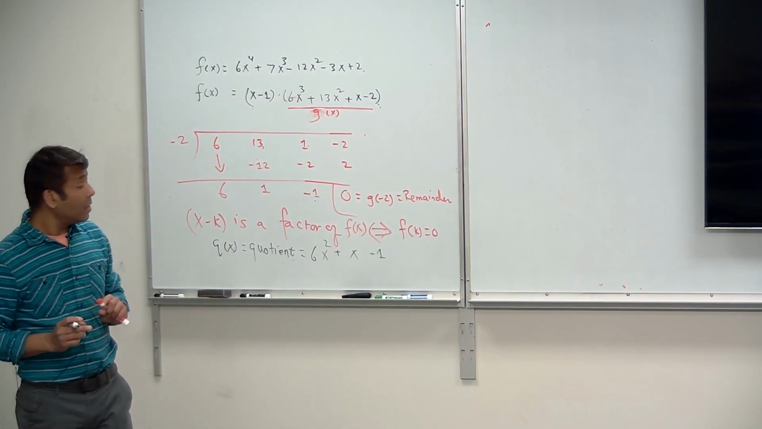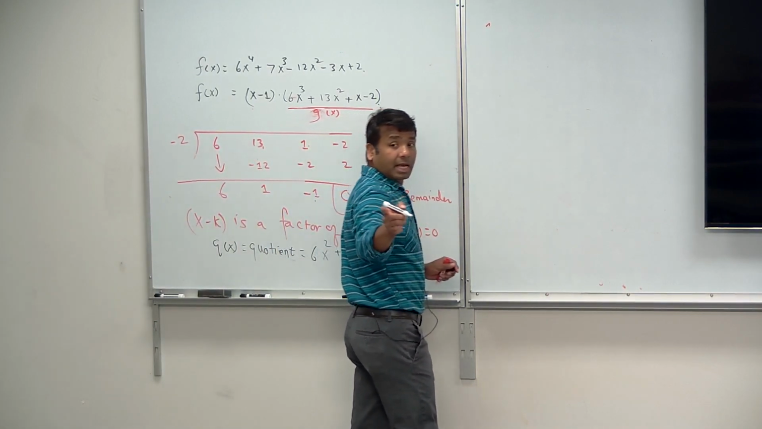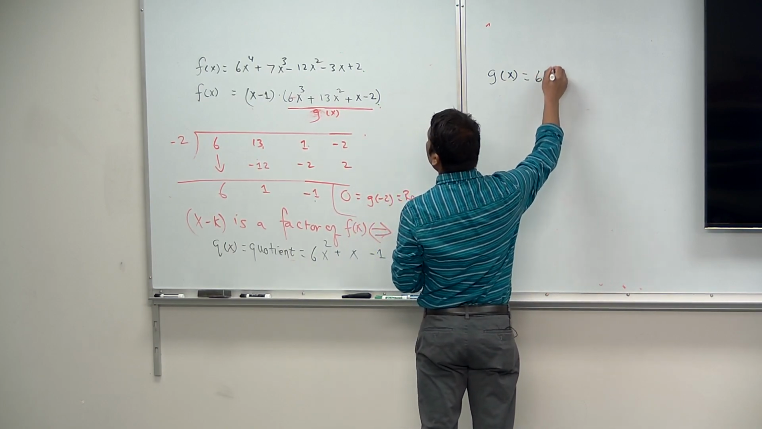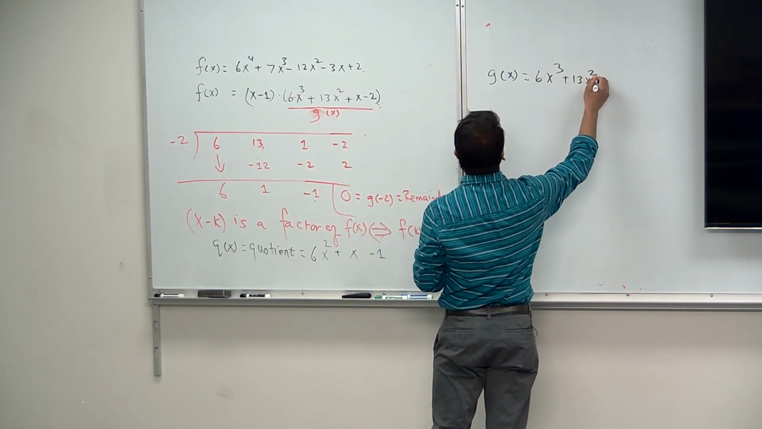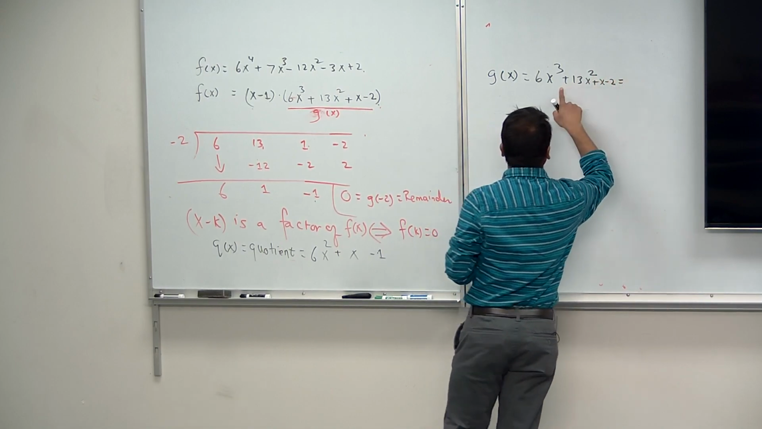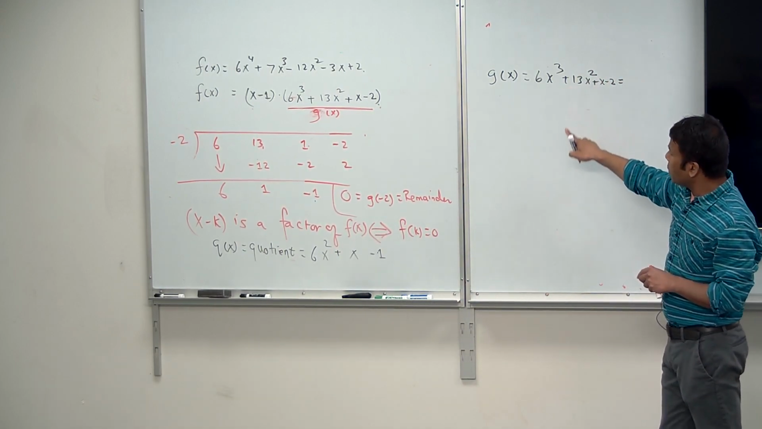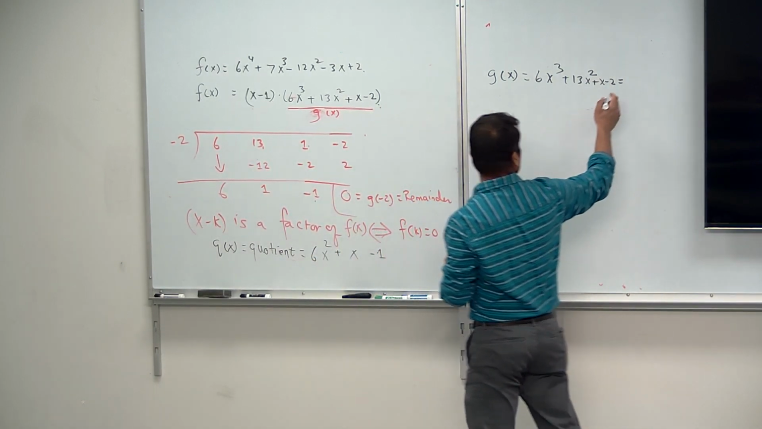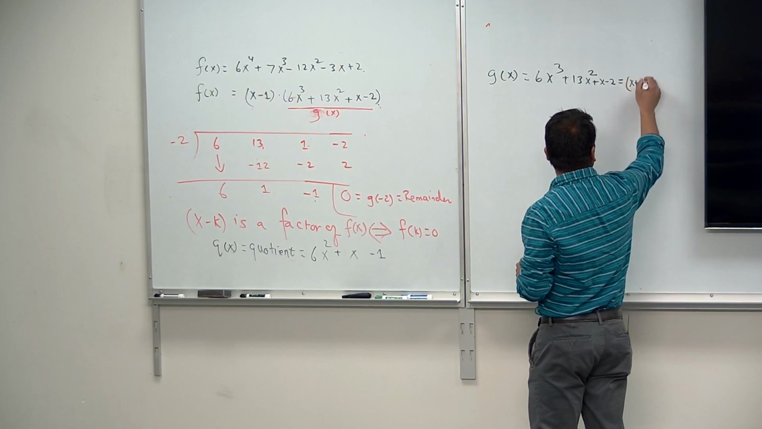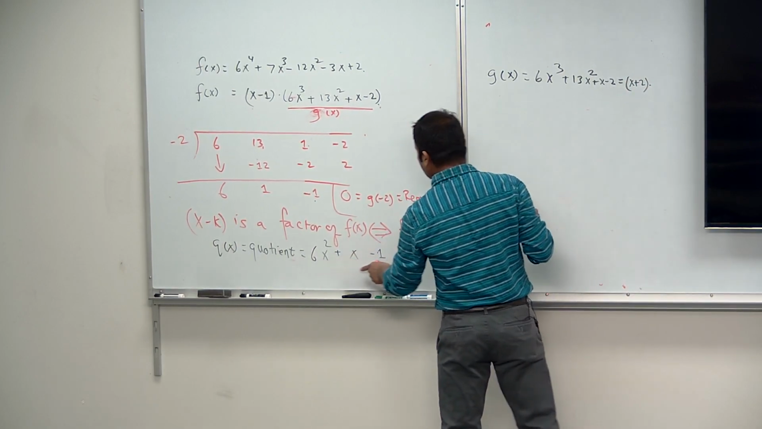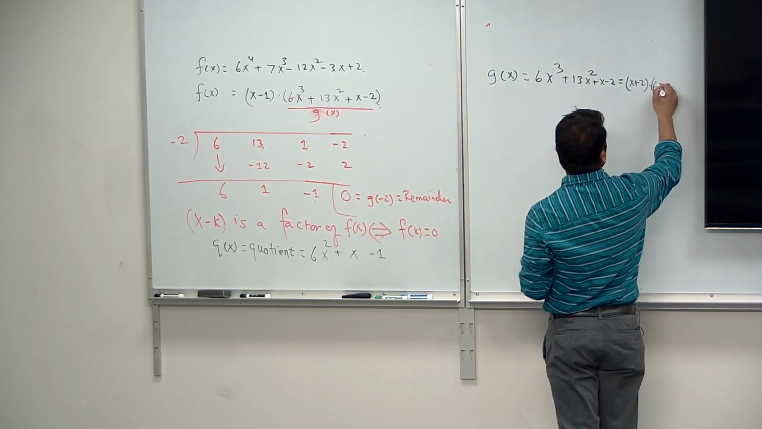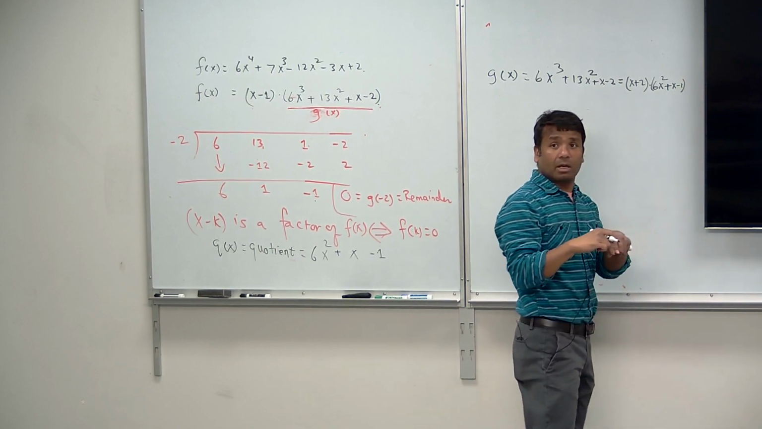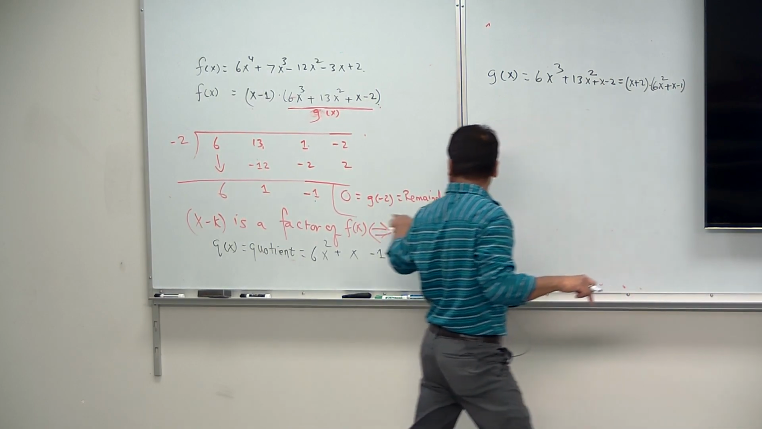Make sense? So now, if you use the division algorithm, your g(x) was 6x cubed plus 13x squared plus x minus 2. This is the dividend, right? So now, what is your divisor? x plus 2 times what is your quotient? 6x squared plus x minus 1, plus remainder, but the remainder is 0. You guys know that, right? Remainder is 0.